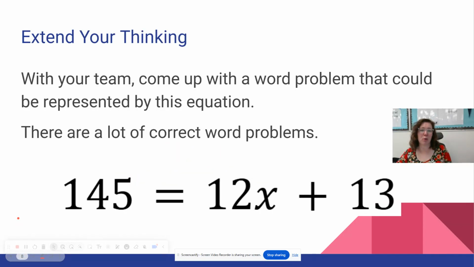Oh, extend your thinking. With your team, come up with a word problem that could be represented by this equation. There are a lot of correct word problems. I often like to think of money. That's why all of those right there were about money.